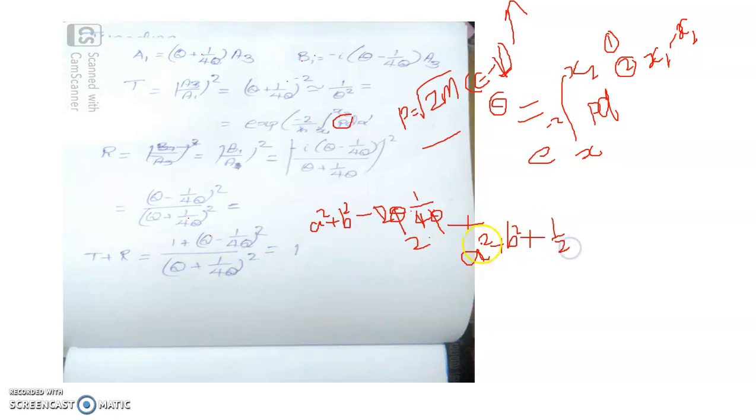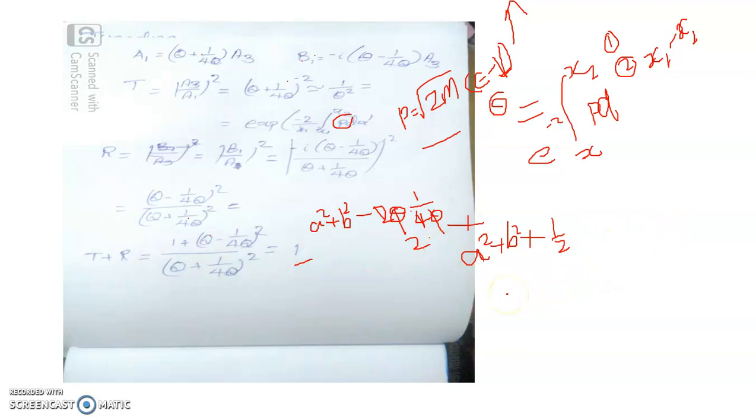But we have seen that 2AB is equal to plus half. So now this is of the form A square plus B square plus 2AB. That is nothing other than A plus B whole square. That is theta plus 1 by 4 theta whole square. So the numerator and denominator cancel. You will get this equal to 1. With that, we come to an end for the discussion on WKB approximation.